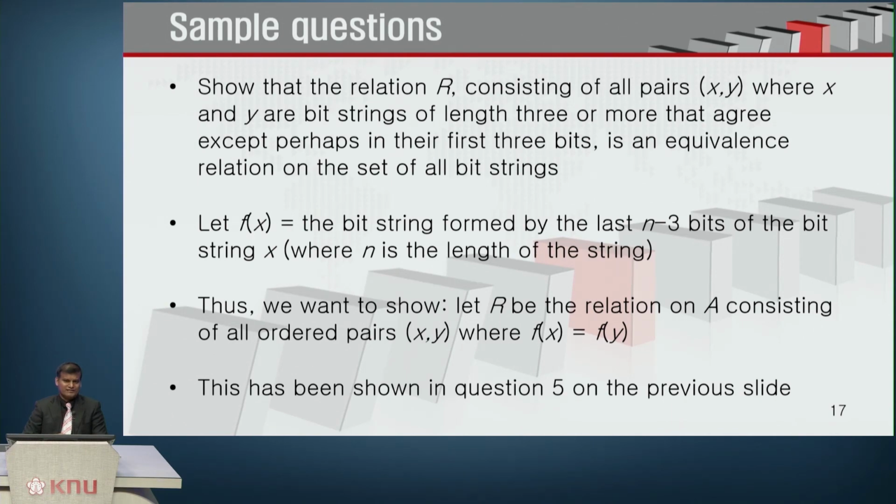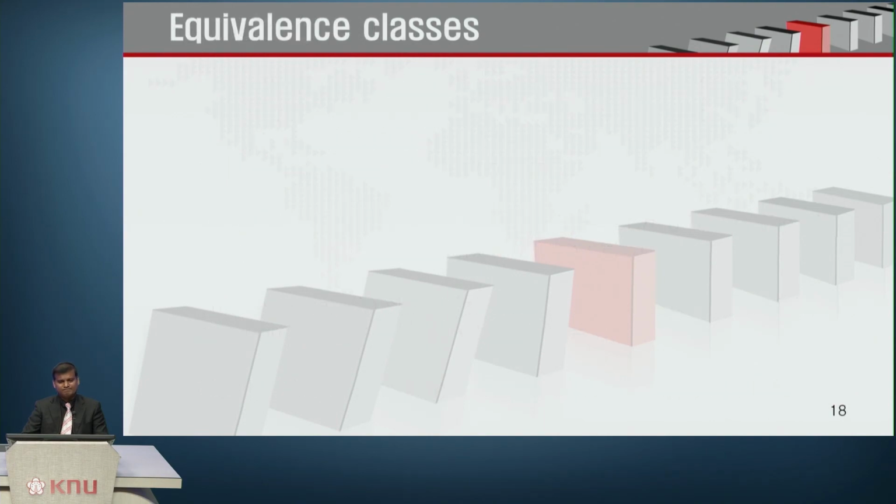What do you think? Well, this is a generic question again. We don't have specific details, the only details given to us are that x and y are bit strings of length 3 or more, and that they agree except perhaps in the first 3 bits. You can take it as if they have 3 bits of information.